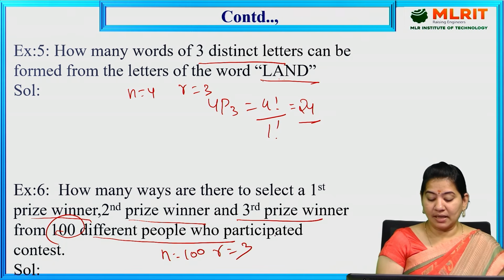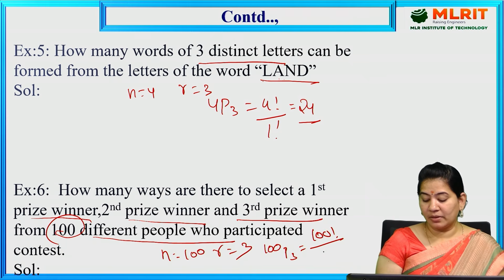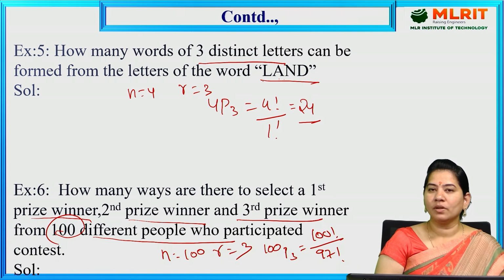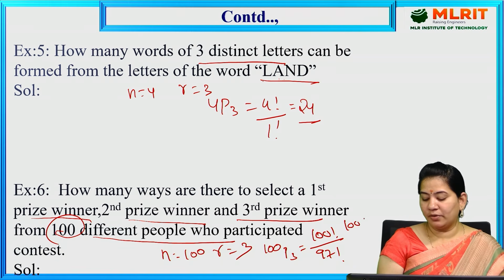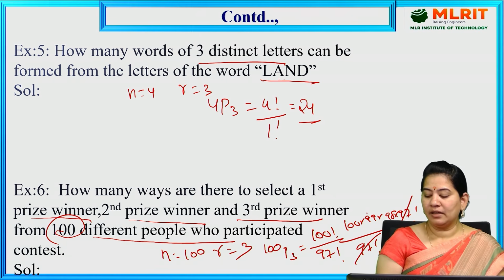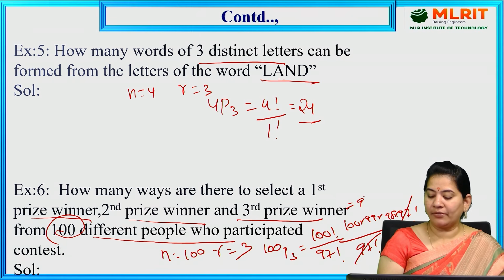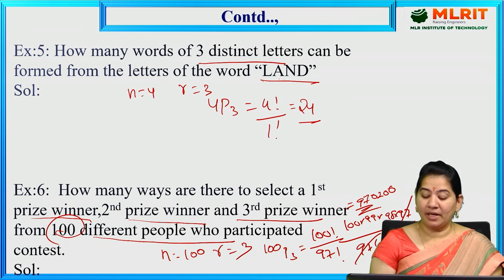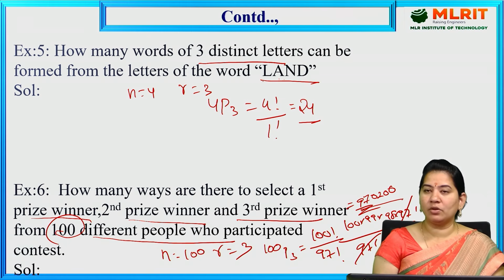So how many ways are there? We have 100P3 is equal to 100 factorial by (100 minus 3) factorial, which is 97 factorial. So here 100 into 99 into 98 into 97 factorial by 97 factorial, the 97 factorial will get cancelled. And the left over is our answer. For example, here I am getting 970200. So this is the answer. Means these many, 970200 ways, are there to select 3 members out of 100 members.